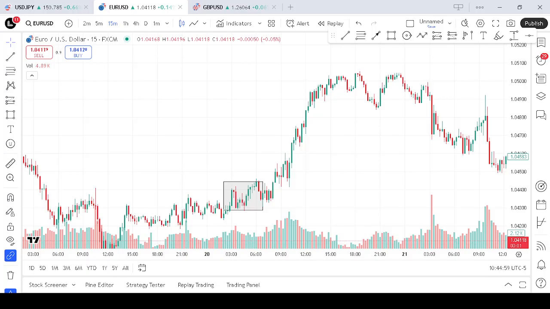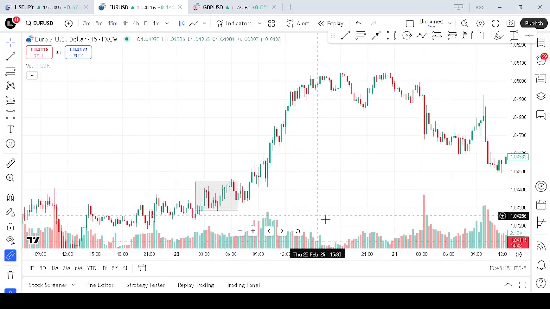Now we understand the fundamentals of the morning breakout strategy. Let's discuss how we can trade using this effectively. This section will guide you through the practical steps to implement this strategy in your trading routine.